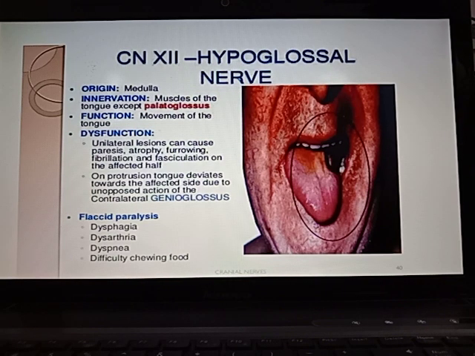Innervation: muscles of the tongue except the palatoglossus function in movement of the tongue. A unilateral lesion can cause paresis, atrophy, furrowing, fibrillation and fasciculation on the affected half. On protrusion, the tongue deviates towards the affected side due to unopposed action of the contralateral genioglossus. Okay. So if there is paralysis of one part of this tongue and deviation of the tip, there may be a hypoglossal nerve injury.